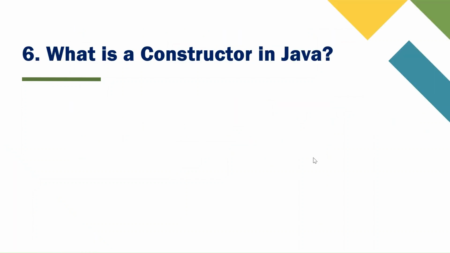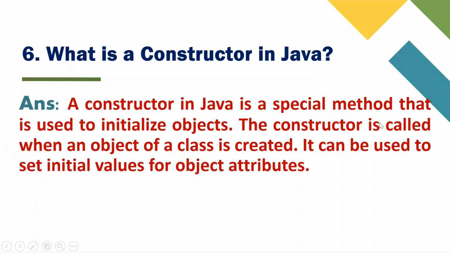What is a constructor in Java? Now, a constructor in Java is a special method that is used to initialize objects. As you know, the objects can access instance variables, and if you want to initialize a particular instance variable with some default values, then you can go for a constructor. So the constructor is called when an object of a class is created.